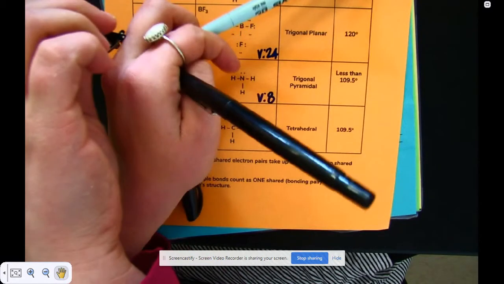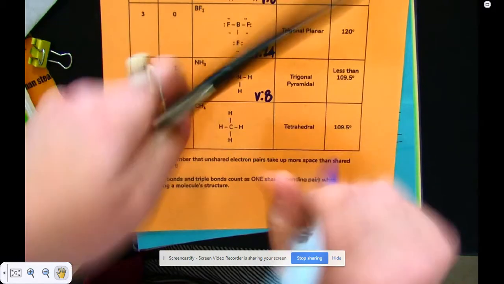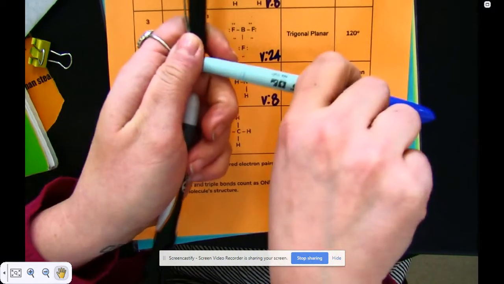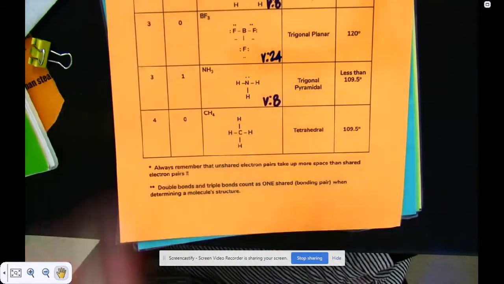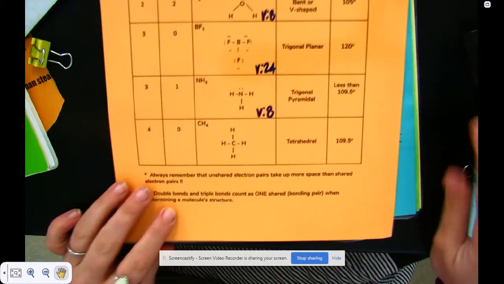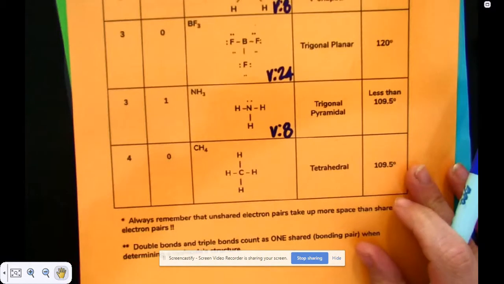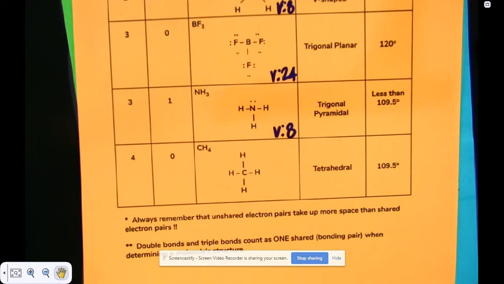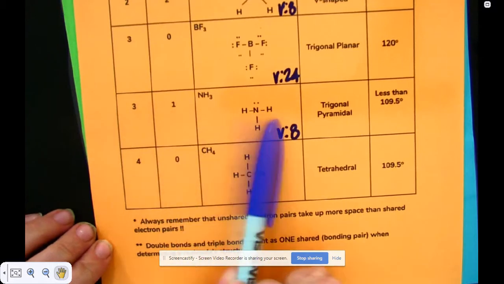So they become 3-dimensional. Basically, it's like sticking out the legs of a tripod. They go from being flat to being curved. Okay, and so it creates this smaller angle of less than 109 degrees. All right, and again, that's when you have 3 shared pairs, 1 unshared pair.